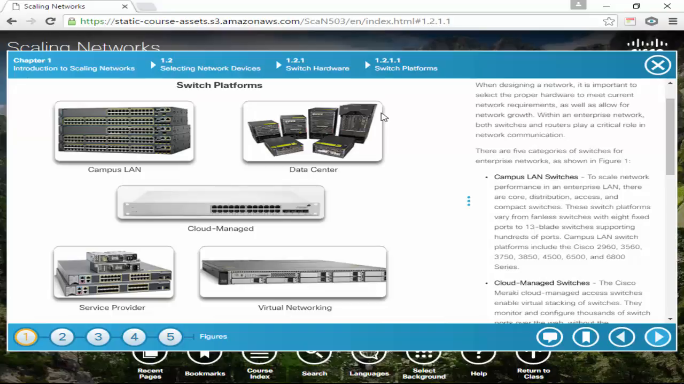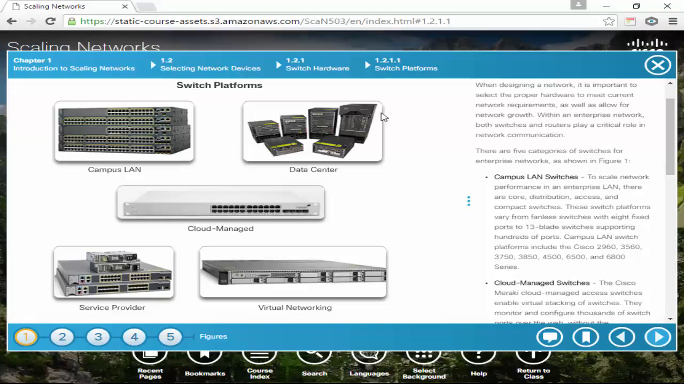If you guys don't know what a blade is, it's one of those modules like we put in the 6509, where it gives us, I don't know, anywhere from 24 to 48 ports, or it also depends if we're doing fiber or copper, but it allows us to do all those things.